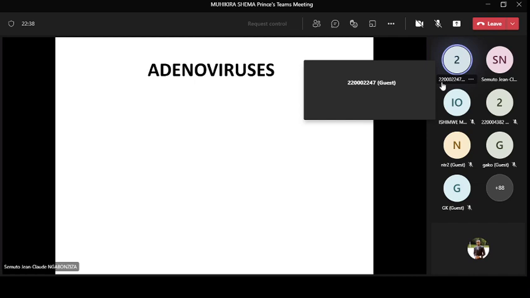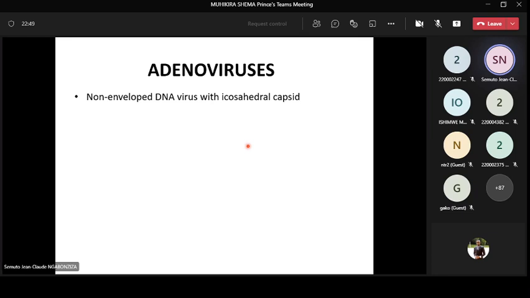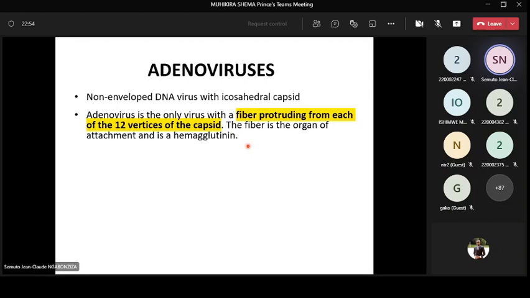So adenovirus is a non-enveloped DNA virus, and it has a fiber protein at each of the 12 vertices of the capsid.